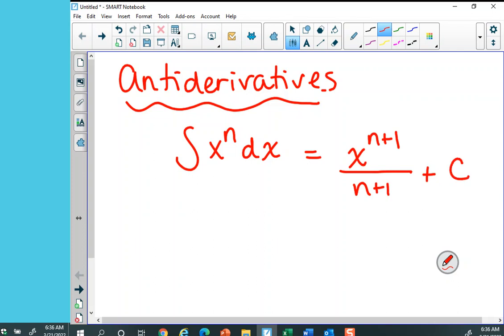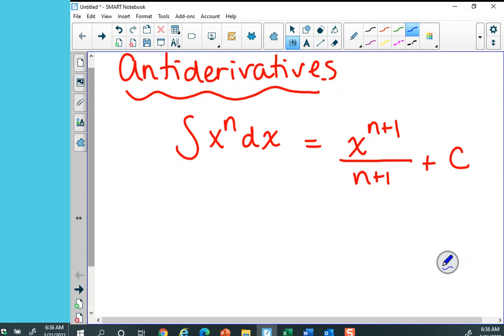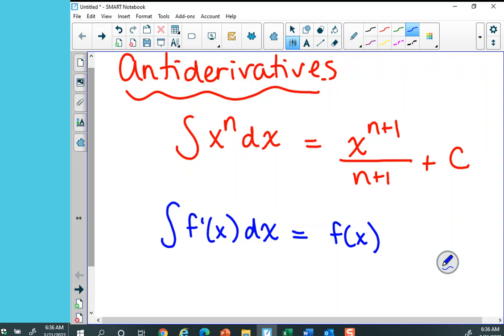And just a quick reminder, an antiderivative, just like it sounds, is going backwards from the derivative to the original function. So the idea is that if I take the antiderivative of something that was an f prime, I'll get f of x, but there might be an unknown constant that was there that I don't necessarily know about until I have more information.